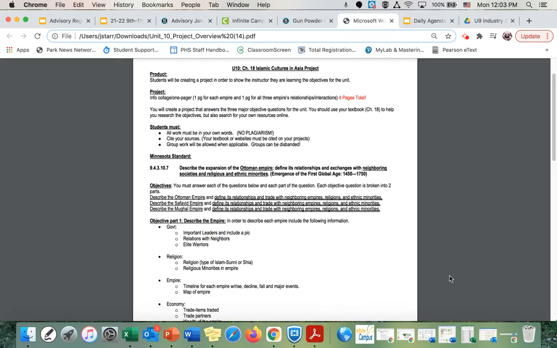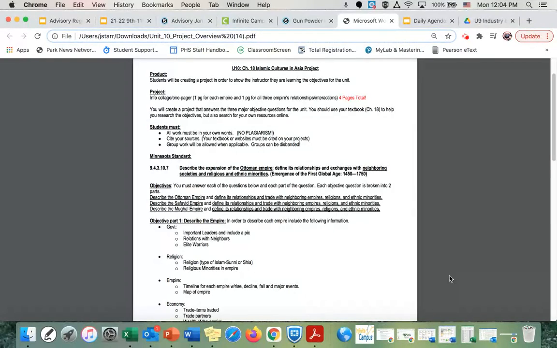Now that you've opened up the Gunpowder Empires project overview, here's what we have. Your job here is to create a product showing that you have learned the objectives for the unit. Your project is going to be an information collage, or a one-pager, but the catch is you need to do a one-pager for each empire, and a one-pager for the empires' relationships and interactions with each other. So in total, you're going to be making 4 one-pagers for this project.